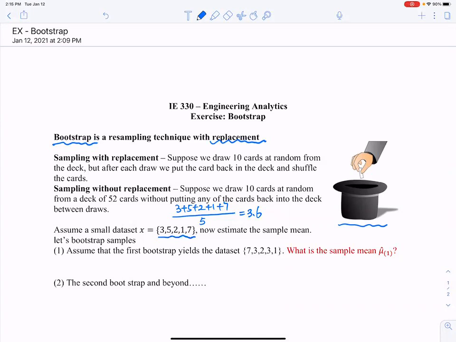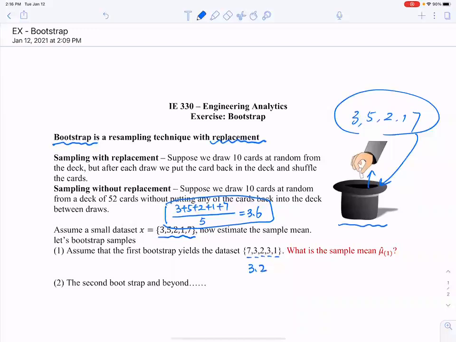Now, let's see how to estimate the mean without doing this computation. Suppose we put 3, 5, 2, 1, 7 into this hat. Now we're going to randomly draw from it, but whenever you get a number, you put it back. The first bootstrap yields, as you randomly draw from the hat, 7, 3, 2, 3, 1. Now you can get the sample mean. This sample mean will be 3.2.